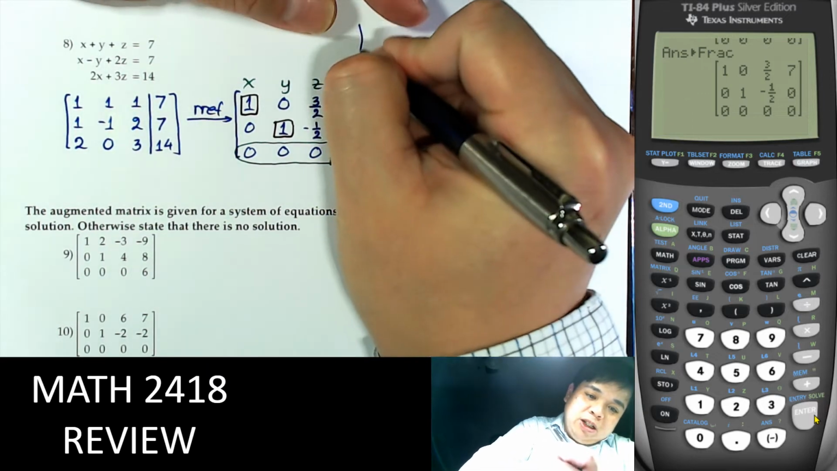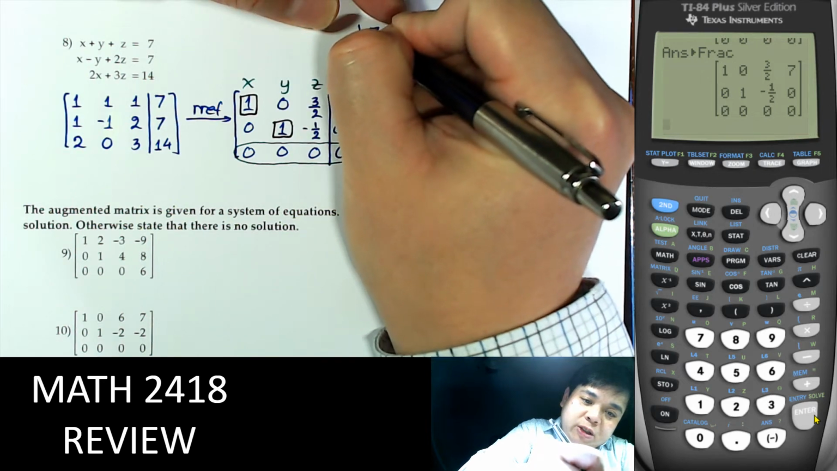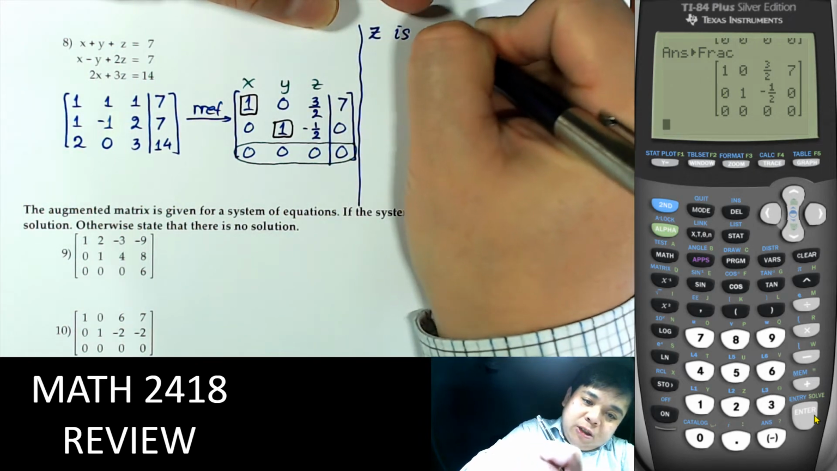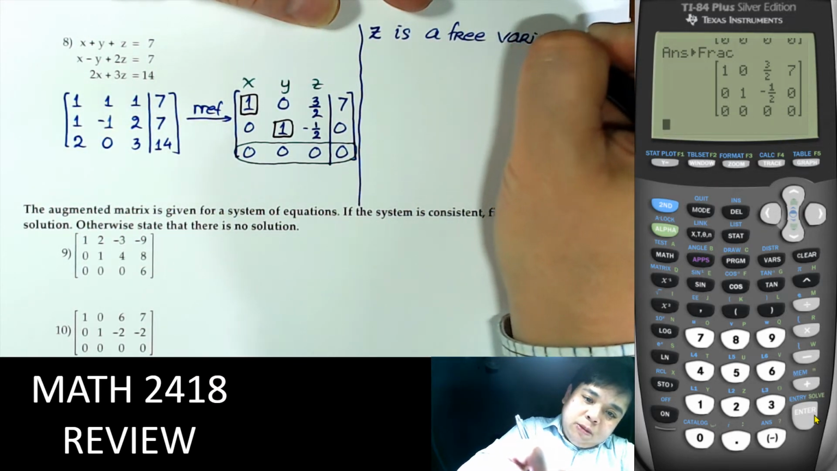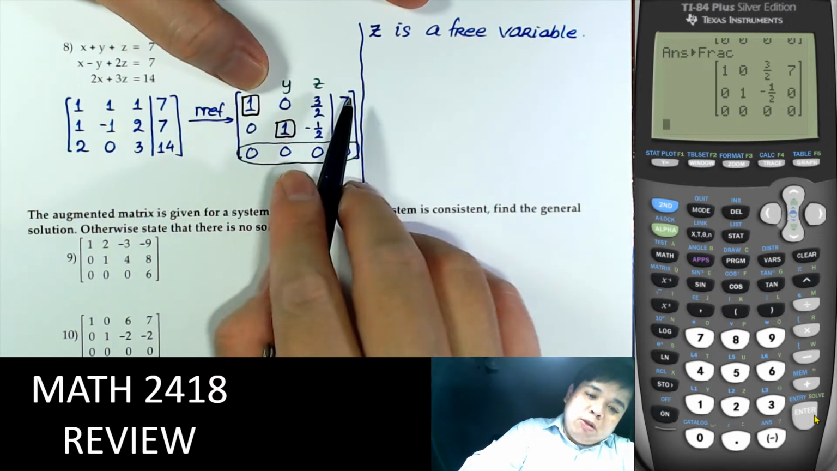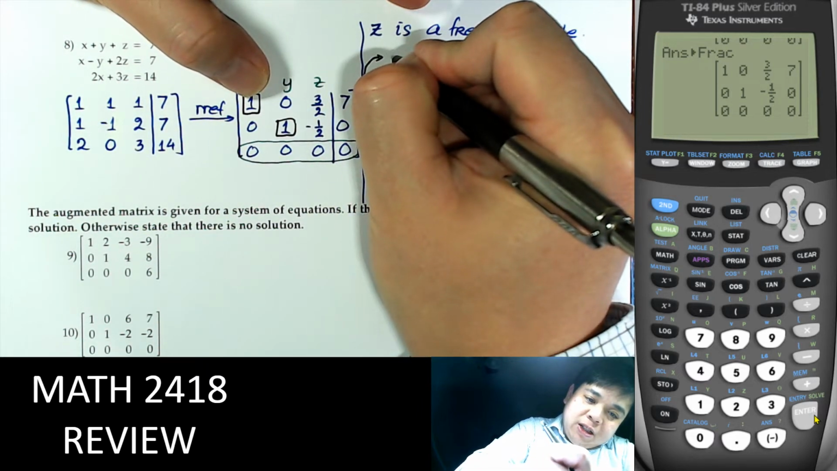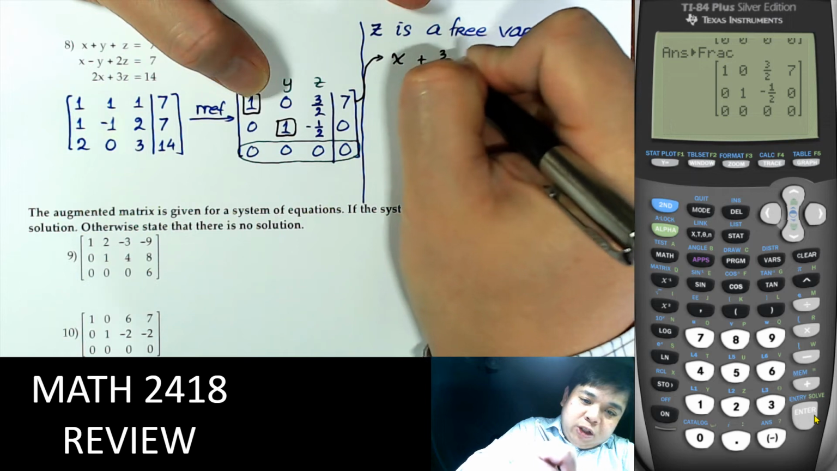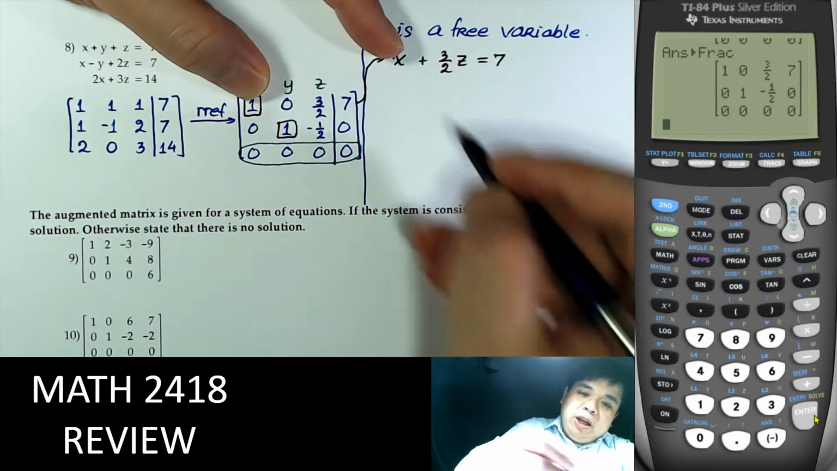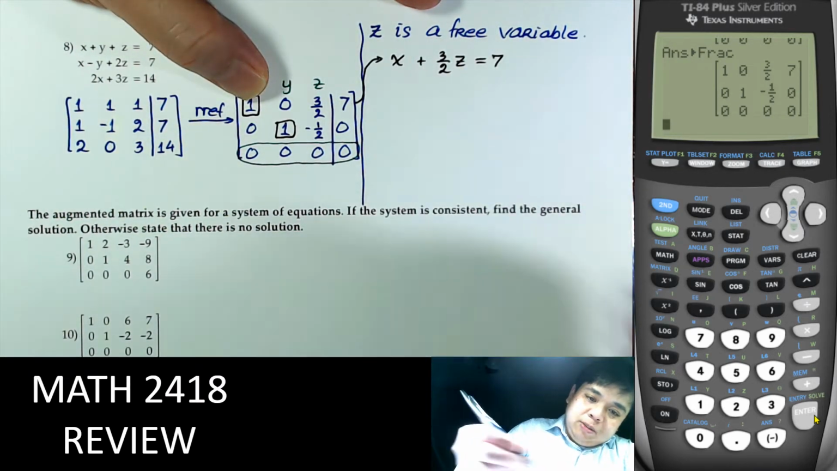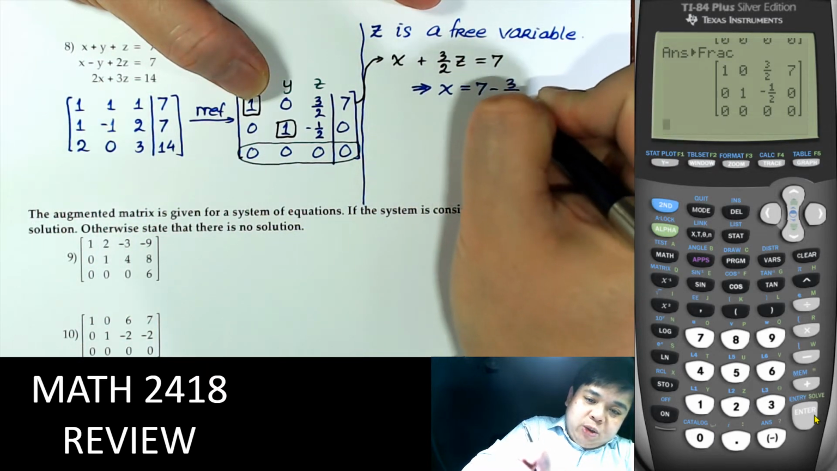So we'll continue from here. We say no pivot on the z column, so z is a free variable. Right. Now from the top equation we can write 1x plus 3 over 2 z equal to 7. From here we can solve for x, equal to 7 minus 3 over 2 z.